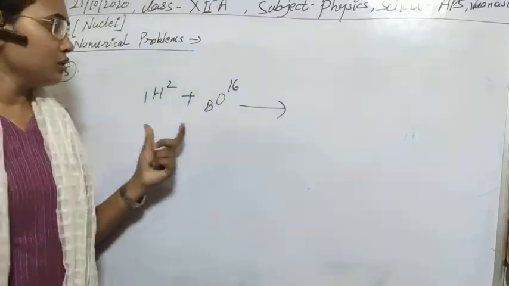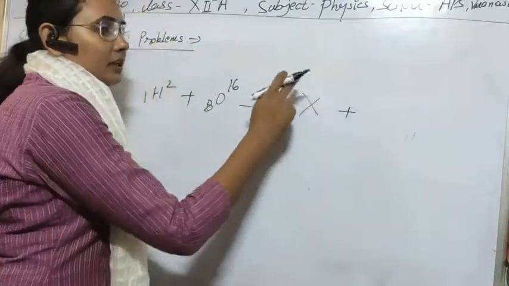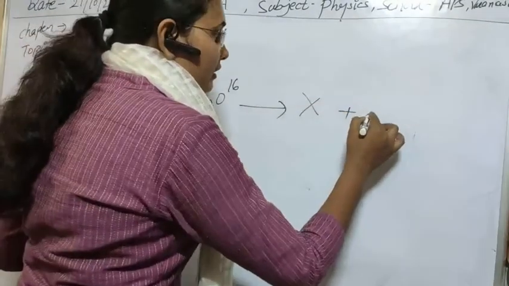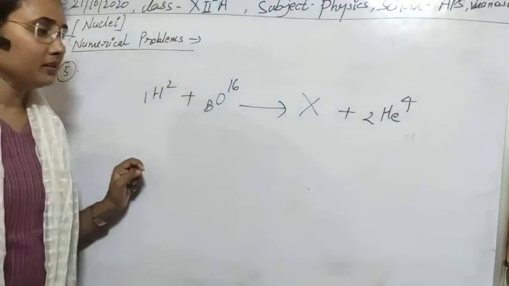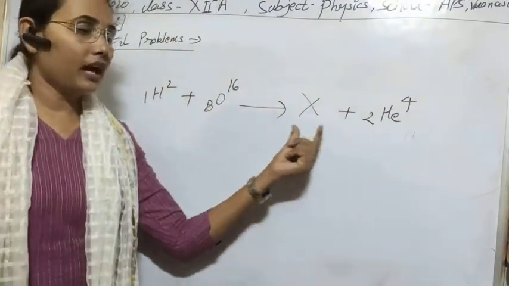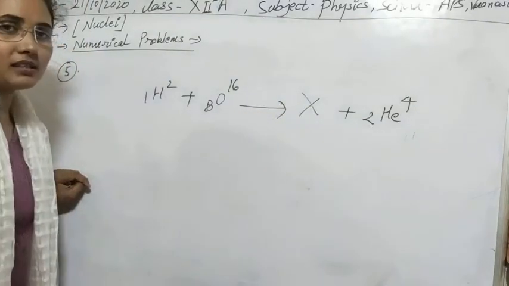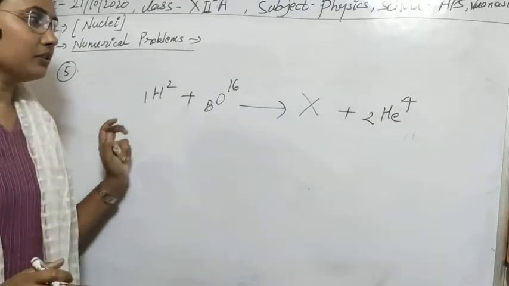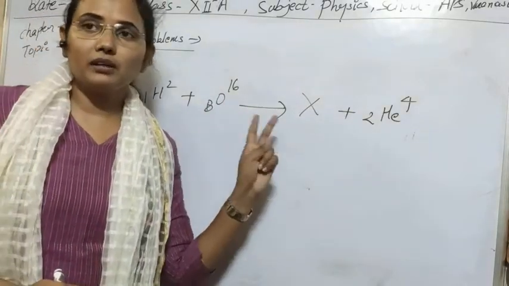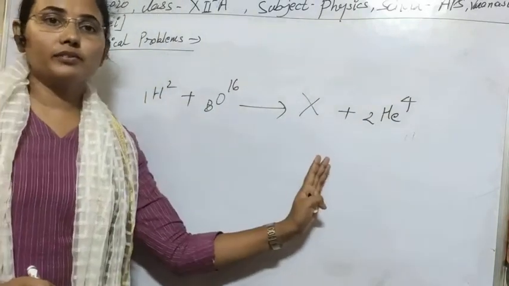So again, in the same manner, we can write that the remaining nucleus is X, and it is given that an alpha particle is emitted. These things are given, we only have to calculate. Then we can easily calculate the value of mass number and atomic number. In the same manner, as I told you, the total mass number and atomic number are always constant on both sides of the equation.